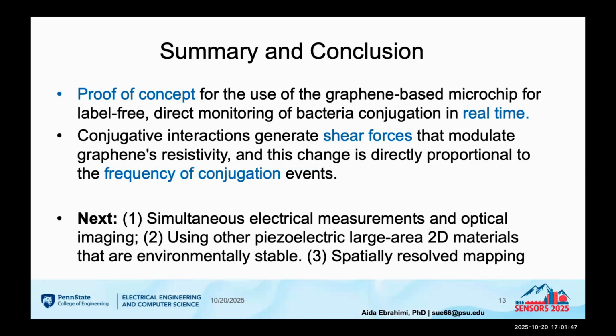We have spent a lot of time to make that work. It went through two PhD students to actually make it work. Finally it did. Now we are working on doing simultaneous electrical and optical measurement, and using other, better piezoelectric 2D materials, not just graphene. The good thing with graphene is it is carbon, it's very chemically inert, and it is very stable. With other 2D materials, we have to be very careful.